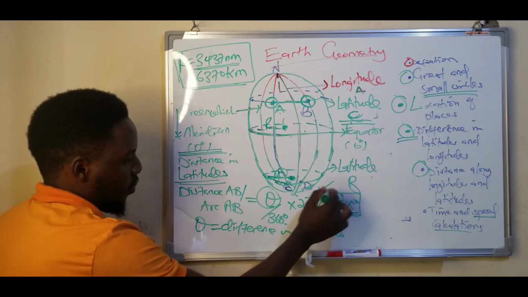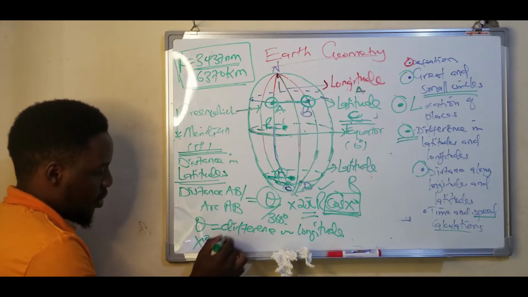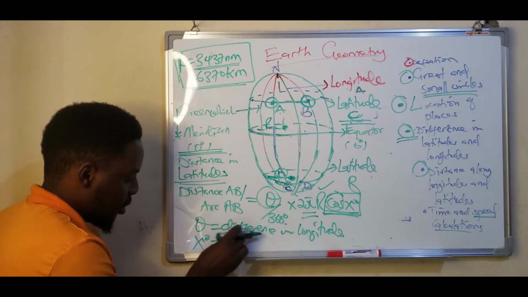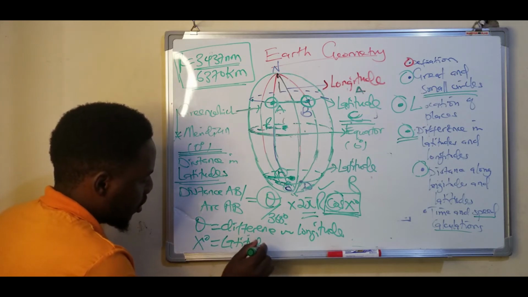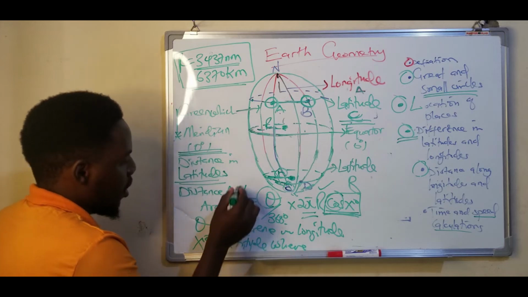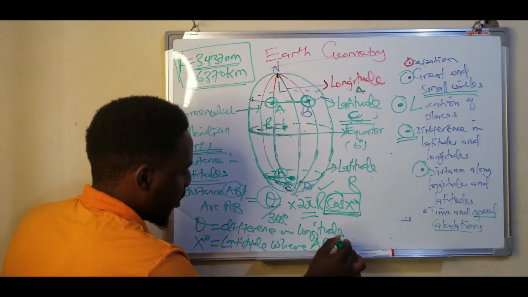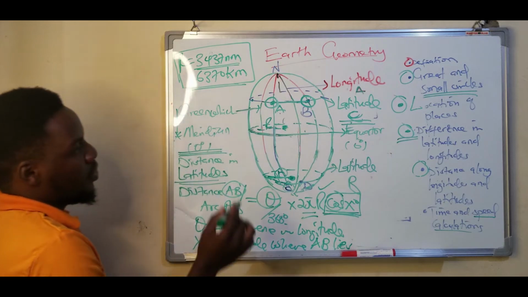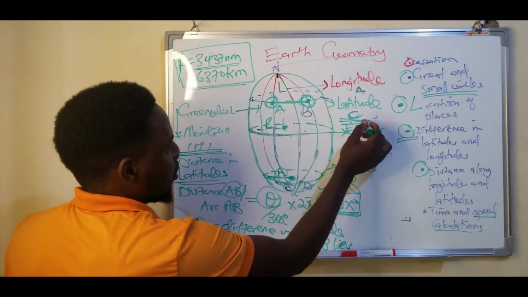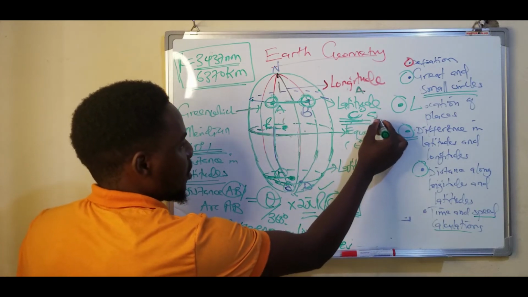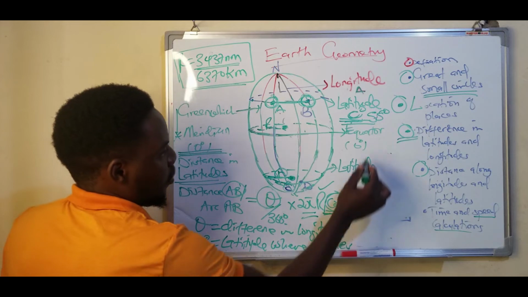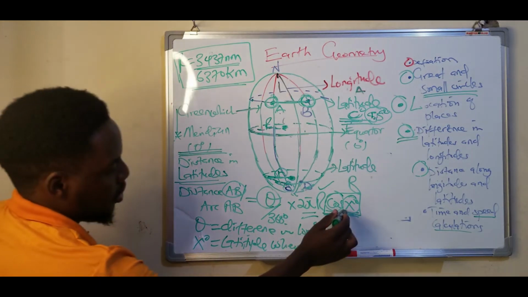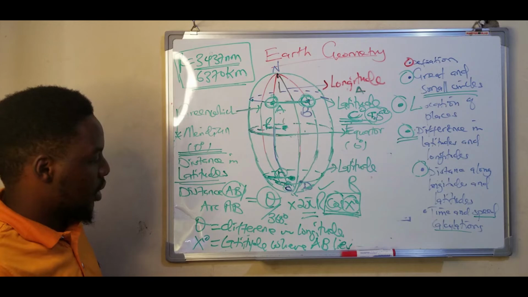I won't really talk about cos x. I'll just say x degrees. X degrees is that latitude where AB in this example lies. So if you look at A and B, they lie on latitude C degrees. Supposing C degrees is 55 degrees, X degrees is going to be 55 degrees. So you get to find cos 55 there. You put it in when you're calculating your distance in latitudes.